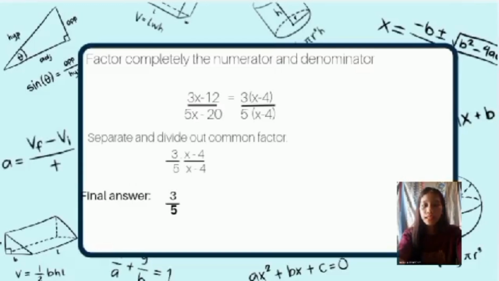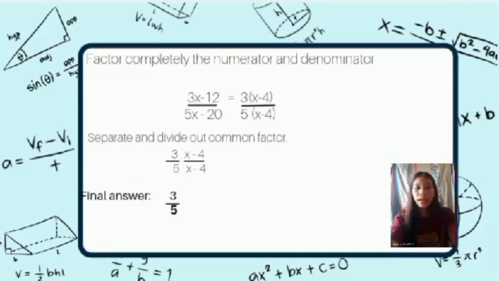Next, we separate and divide out common factors. Separate 3 over 5, then separate the x minus 4 and x minus 4. Next, we cancel the x minus 4 in the numerator and the denominator. So the final answer here is 3 over 5.